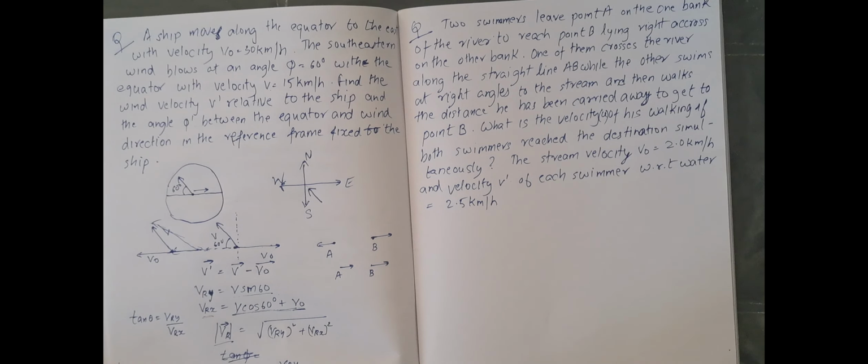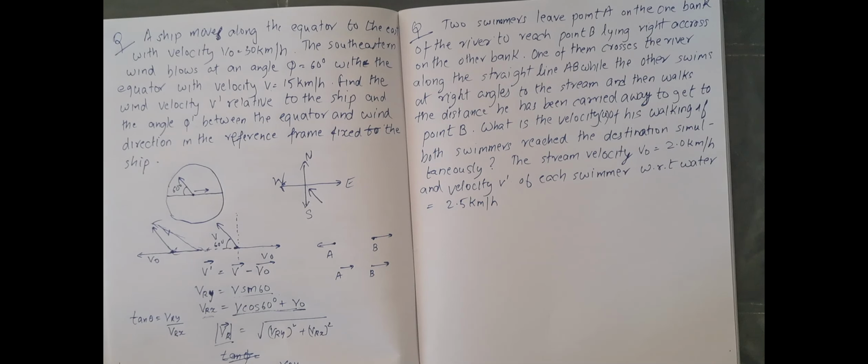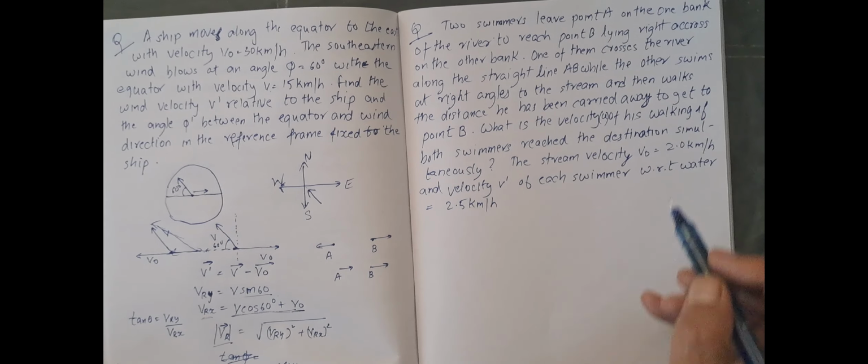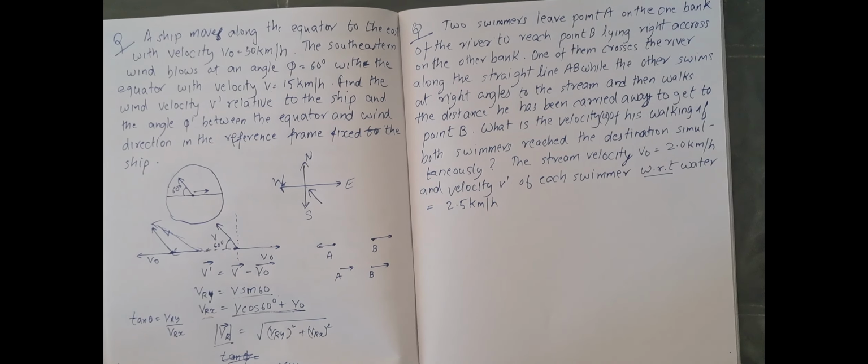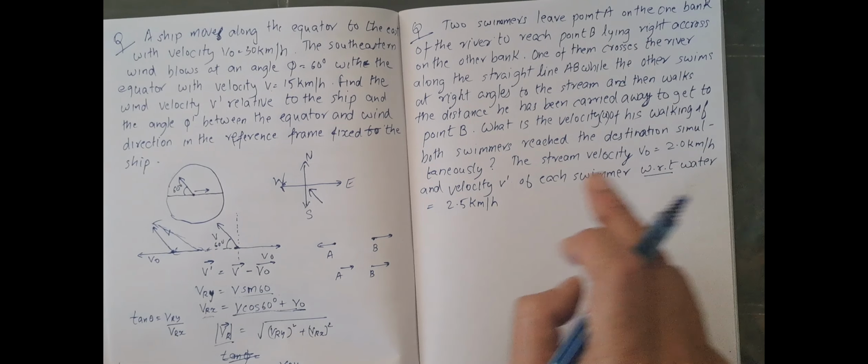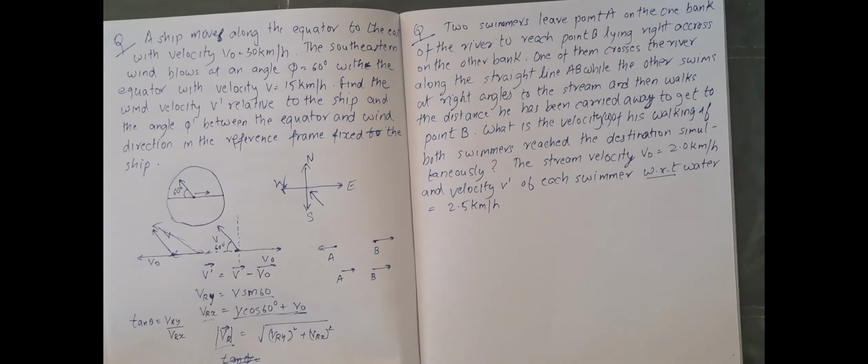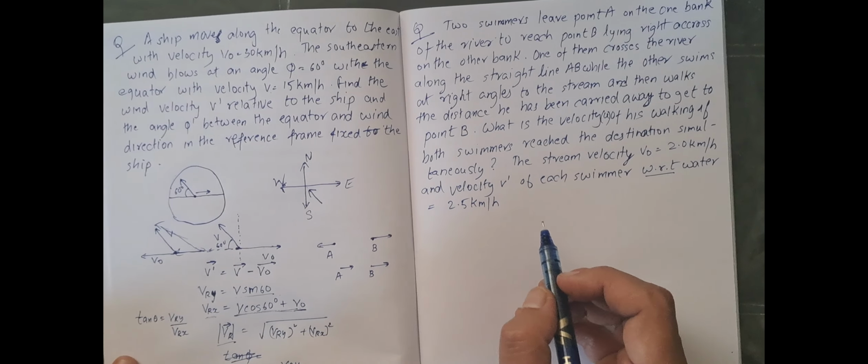If both swimmers reach the destination simultaneously, the stream velocity v0 is equal to 2 kilometers per hour and the velocity v dash of each swimmer with respect to water is equal to 2.5 kilometers per hour. Now there are a few important things to understand here.